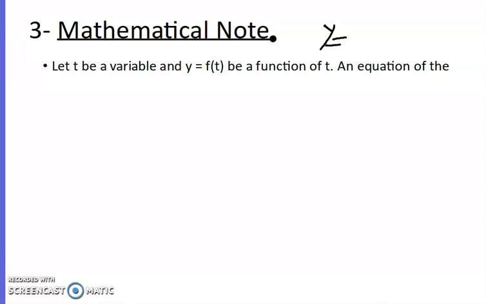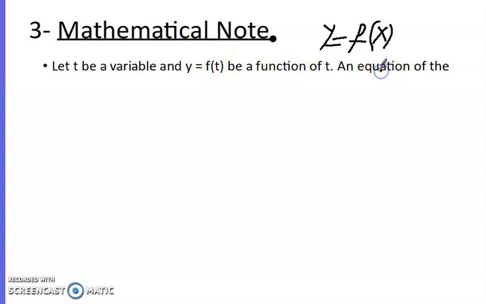Here, in mathematics, the variable is x, while in physics, the variable is time. Be careful about this. You know this from last year. So y equal f of x. This is a function of x. So because the variable in physics is time, not x, so we use y equal f of t.